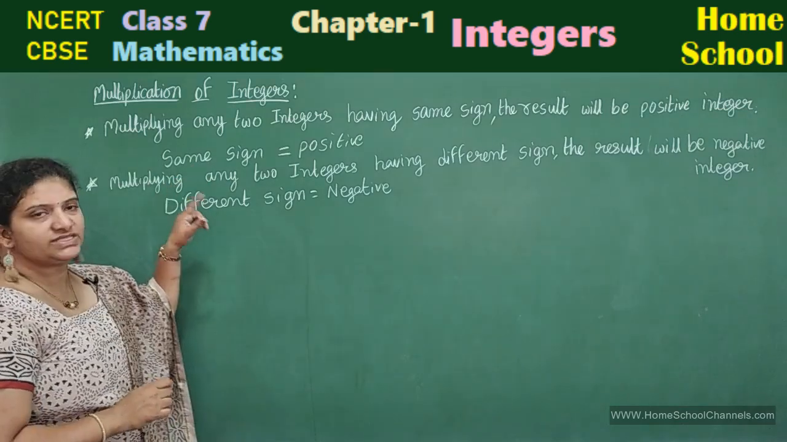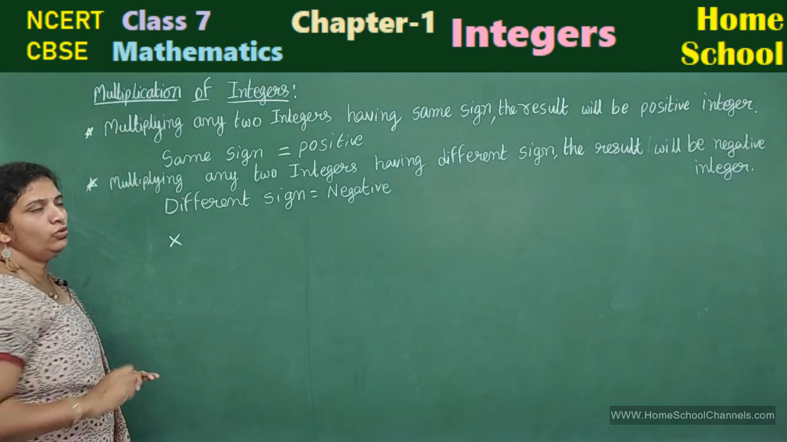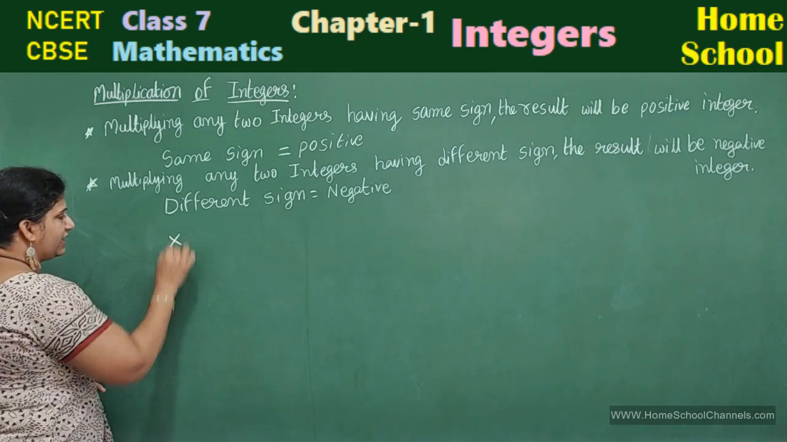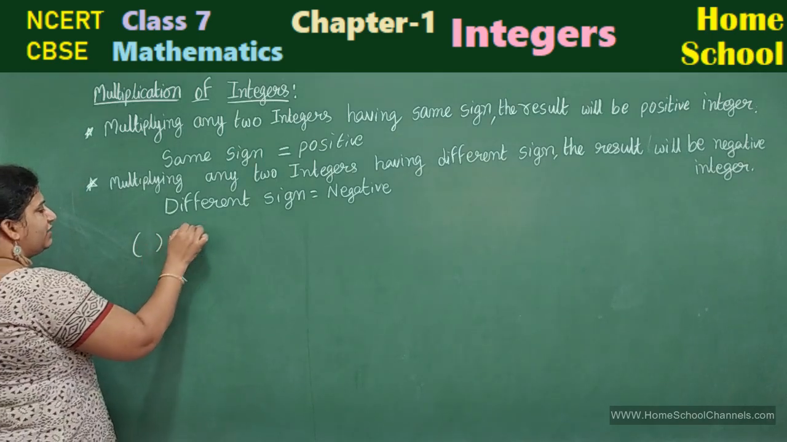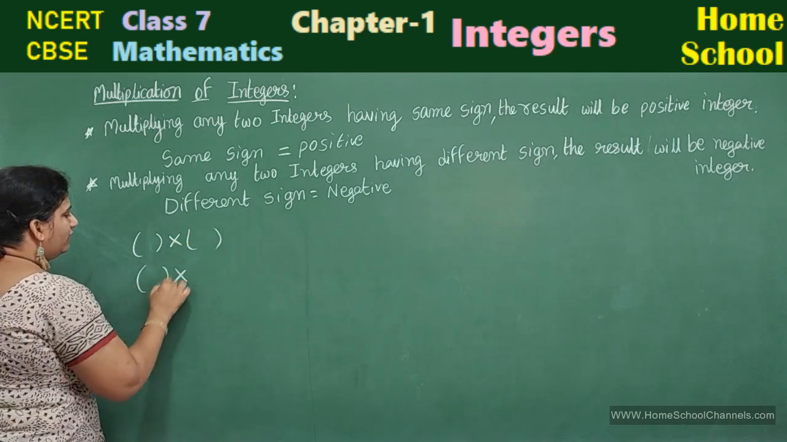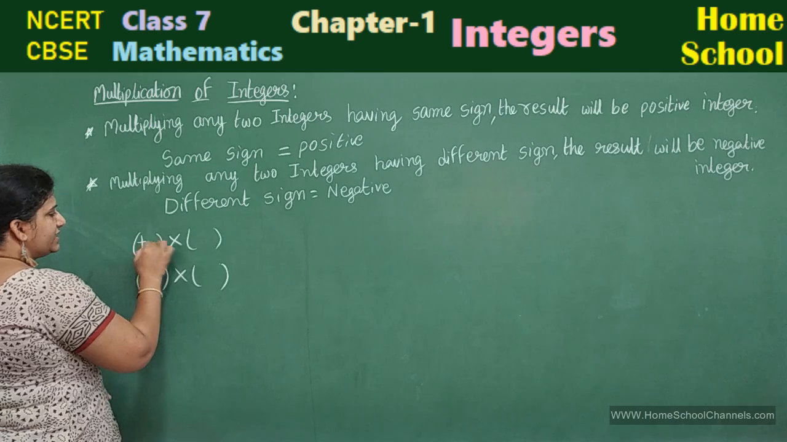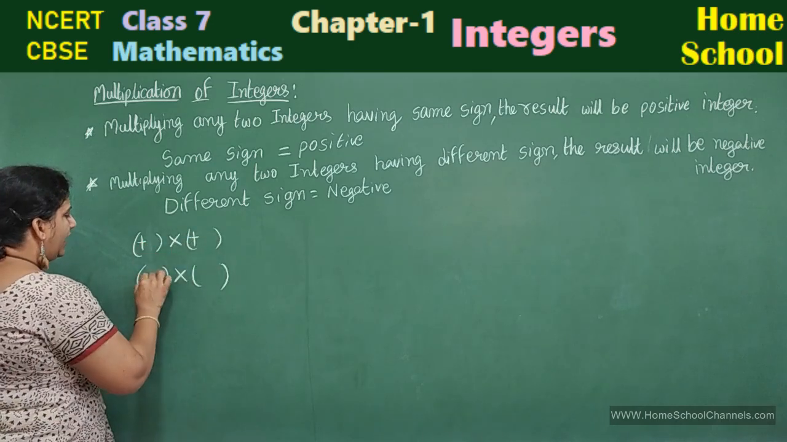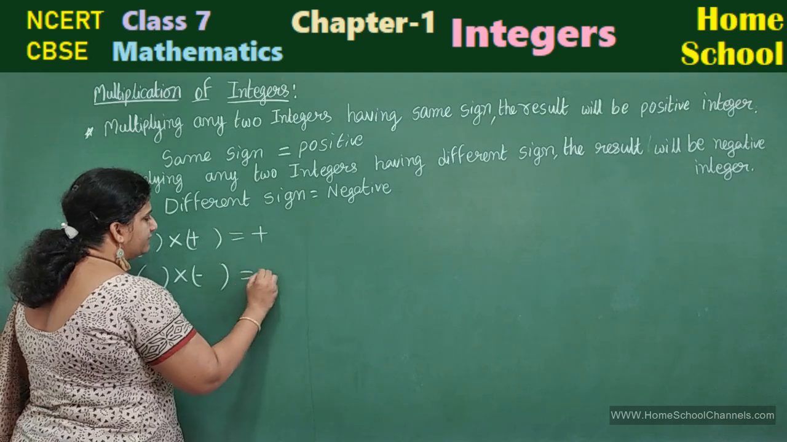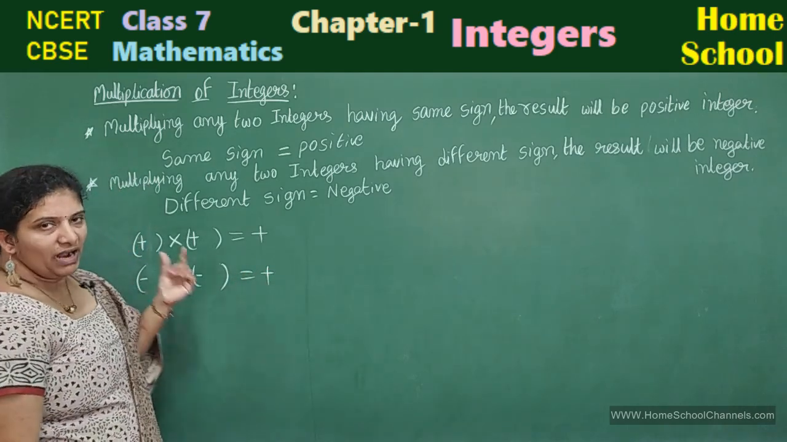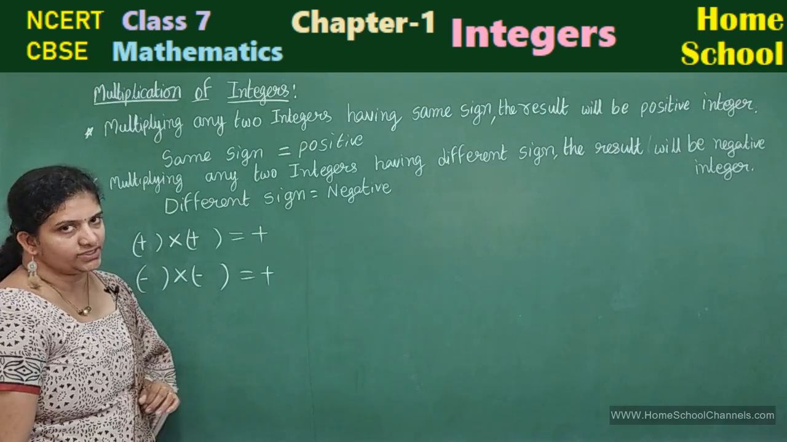Now these two steps we are going to write symbolically. That is, multiplying two integers having the same sign. Let me use a bracket. Same sign, that means positive, positive, or negative, negative. The result will be positive. Multiplying two integers having the same sign will be positive.